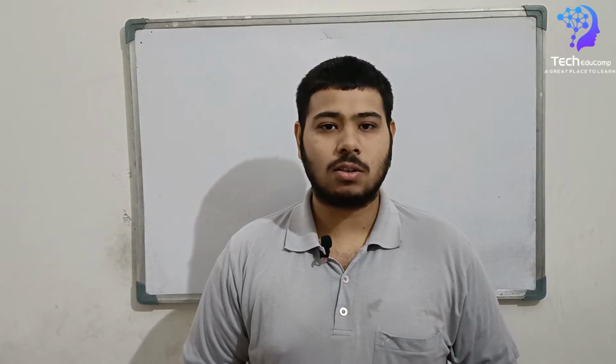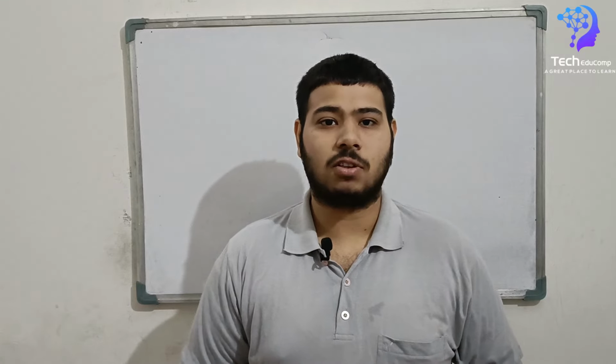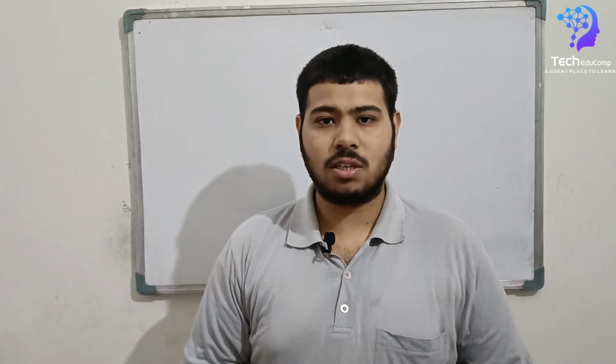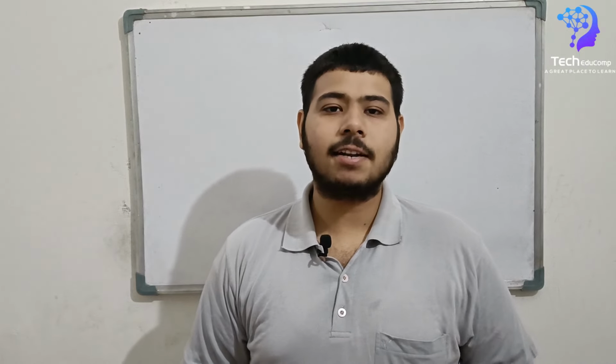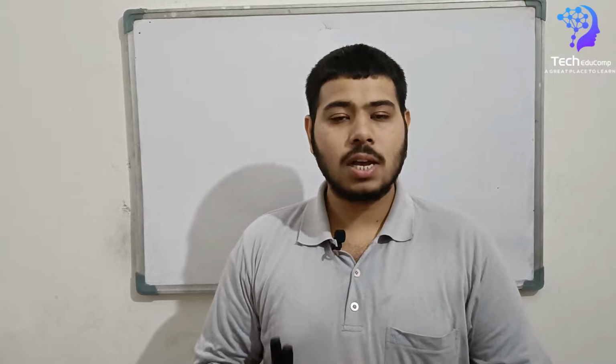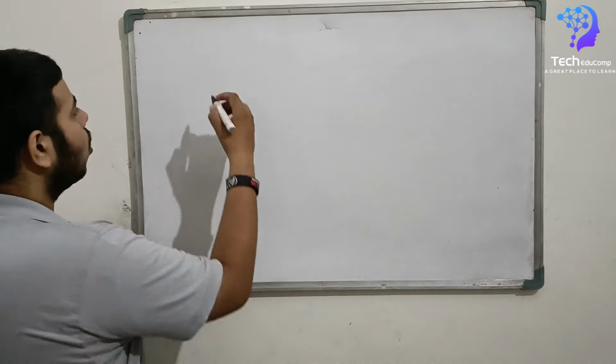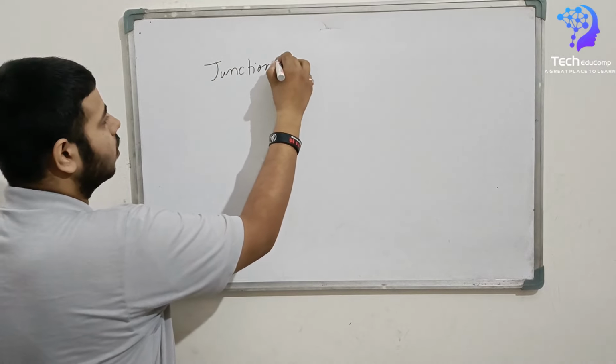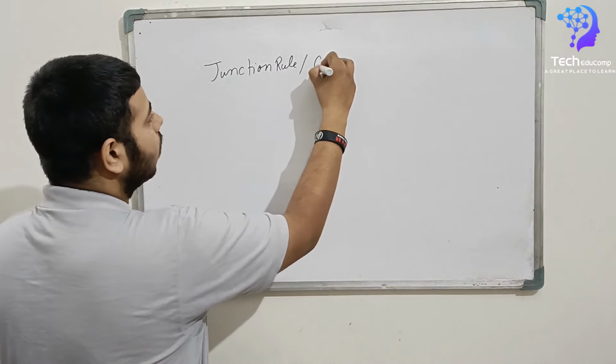So let's start today's topic, Kirchhoff's laws. The Kirchhoff laws are divided into two laws. The first one is the current rule and the second one is the voltage rule. Let's understand the first one, the current rule, or you can say the junction rule. Junction rule or current rule.